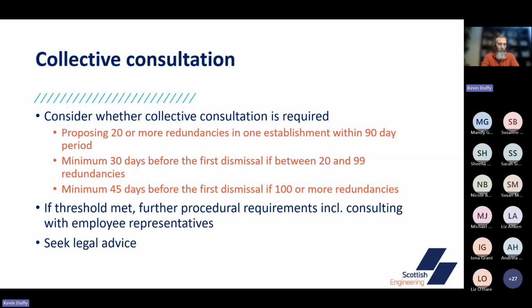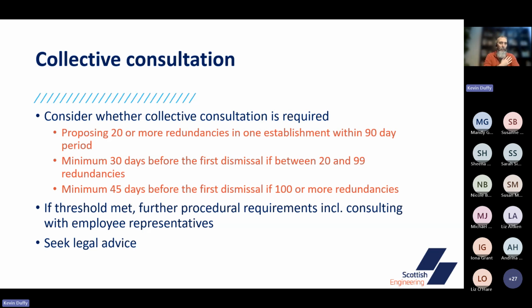Now, that's a statutory letter that outlines all of the particular reasons and all of the particular rationale for the redundancy. It says, this is why we're making people redundant. These are the departments that we're going to make redundancies in. These are the particular types of employees who are going to be placed at risk of redundancy. And this is the process we're going to follow.